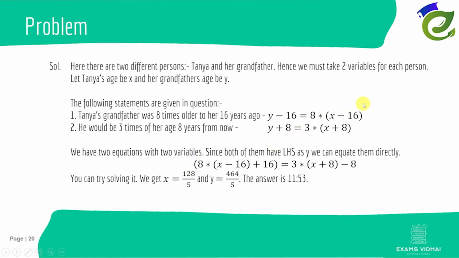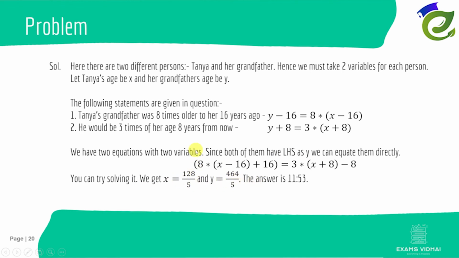Now we are having two equations with two variables. So what was the condition? For n variables, you must have a minimum of n equations. We are having two variables and two equations, so if we solve them, we are going to get the answer. You can solve them. I'm not going to solve it here. It's going to be good practice if you do it. If we solve them, we'll get x is 128 by 5 and y is 464 by 5.